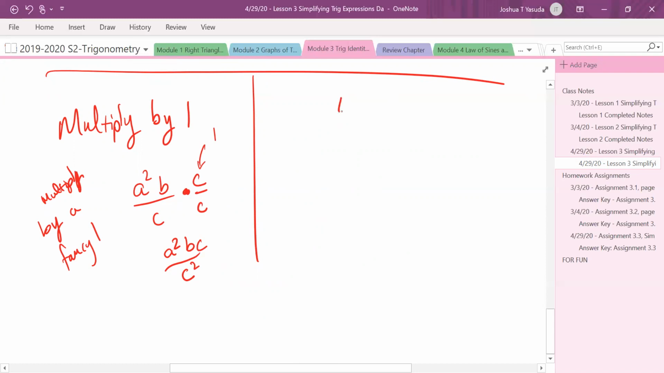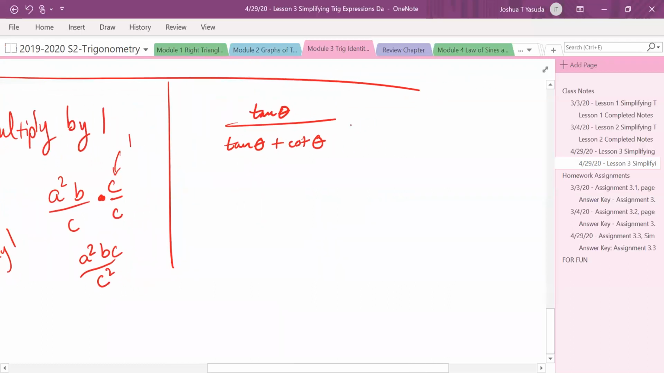So for example, in the problem we had up above, tangent of theta over tangent of theta plus cotangent of theta, and this just takes practice, you can essentially multiply by 1. So in my mind, I'm thinking, let's multiply by tangent of theta, okay? And you say, well, why would you do that? Let me tell you. I'm going to multiply by tangent of theta on top and bottom, right? So what am I doing? I'm multiplying by 1, right? Tangent over tangent is 1.